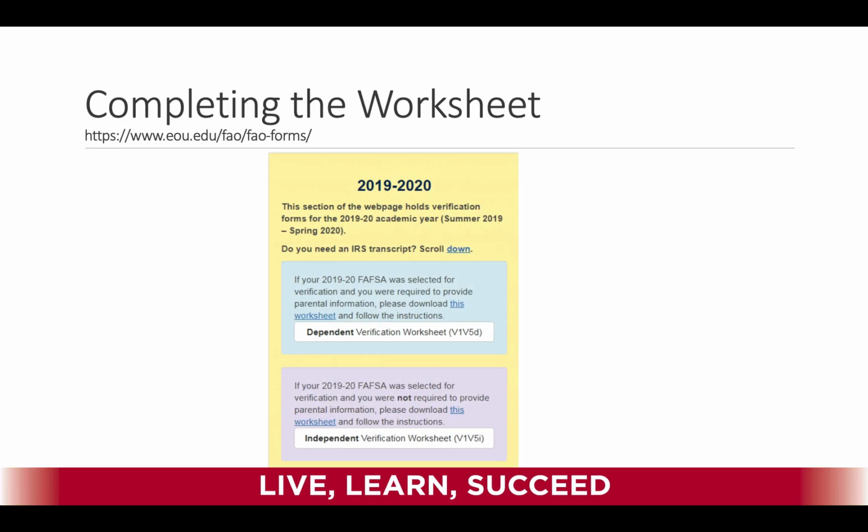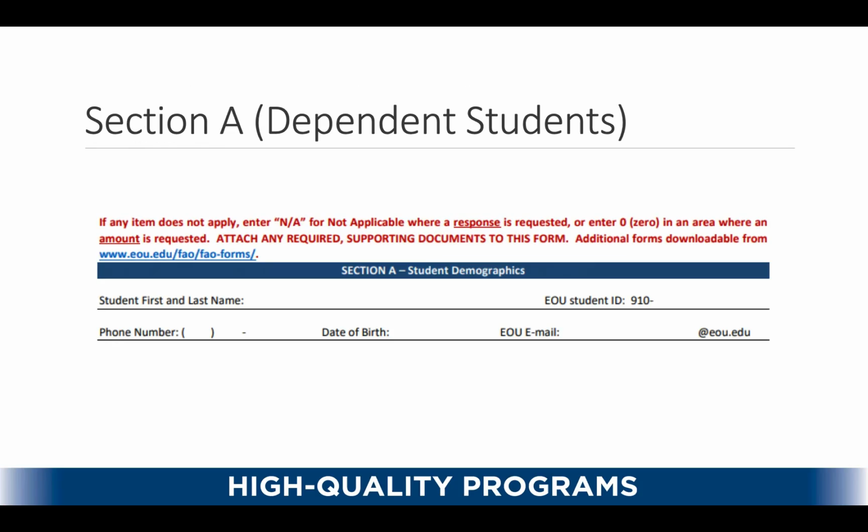The verification worksheets can be found on the EOU website, eou.edu/FAO/FAO-forms. Make sure that you select the correct aid year and the correct type of worksheet. We are going to begin by going over the Dependent Verification Worksheet. If you are an independent student, use the link in the comment section to skip into the Independent Verification Worksheet section of this video. Section A is the student's contact information.